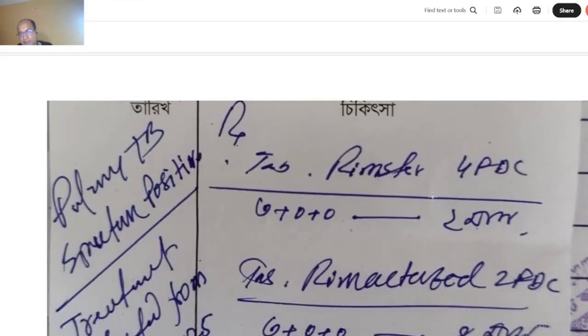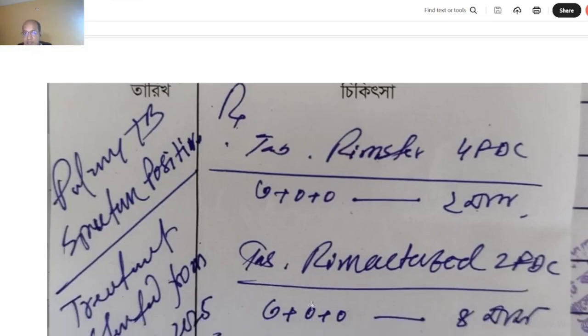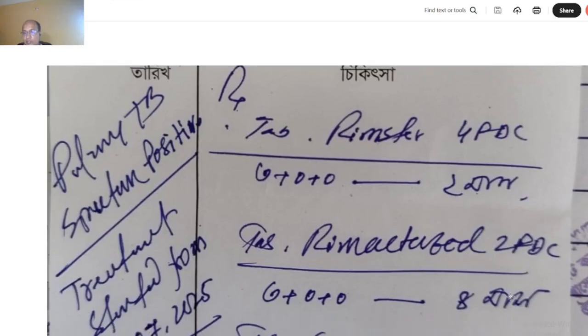Now this is the treatment. Treatment is anti-tubercular medication. It is the 4 FDC and 2 FDC. The patient's weight is around 40 kg. So 3 tablets of 4 FDC for 2 months, and then 3 tablets of 2 FDC for the next 4 months. So it is total 2 and 4, total 6 months.